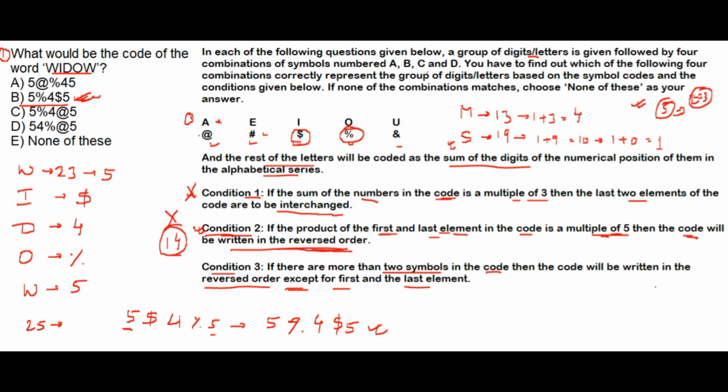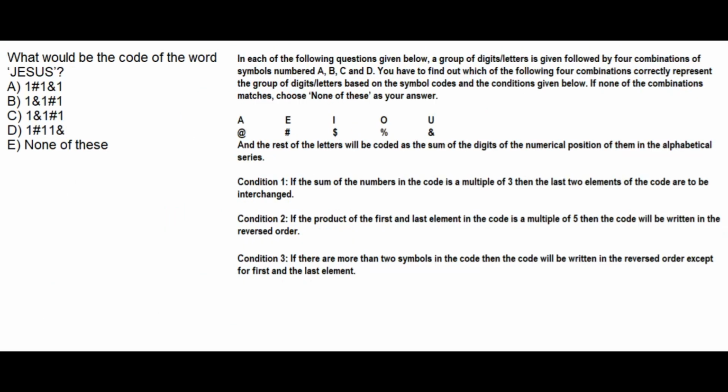Now come to the next question. I hope you understood how to solve these questions. All the remaining 4 questions will be very easy for you. So let's see, the next question is how the code JESUS is going to be coded. J means, what is the alphabet ranking of J? 10. So 1 plus 0 equals 1.